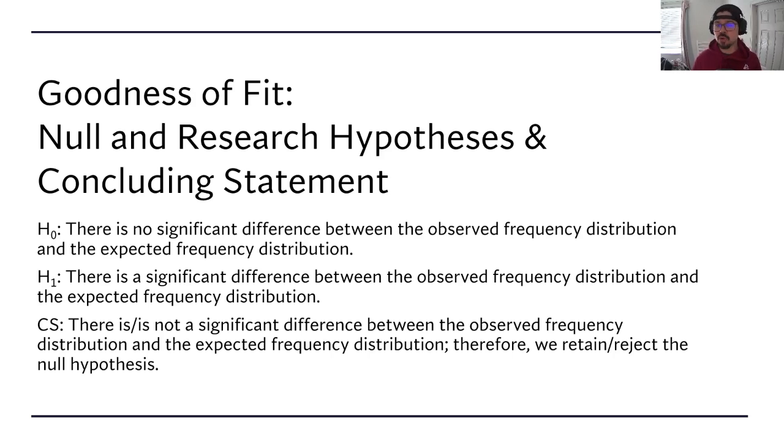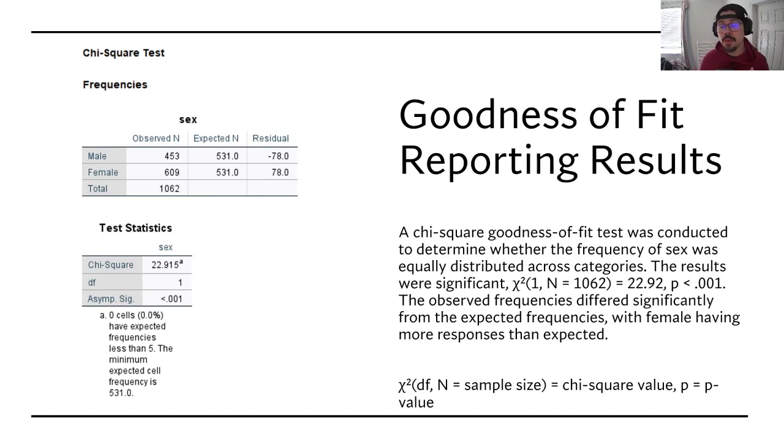Therefore, we retain or reject the null hypothesis. With regard to reporting your results, this image that you see on the left here is the output for a chi-square one-way or goodness of fit test. This particular test is using the sex variable. I will upload separate videos taking you through how to run these tests within SPSS. But this sex variable is the variable within our data set, the 1K survey.